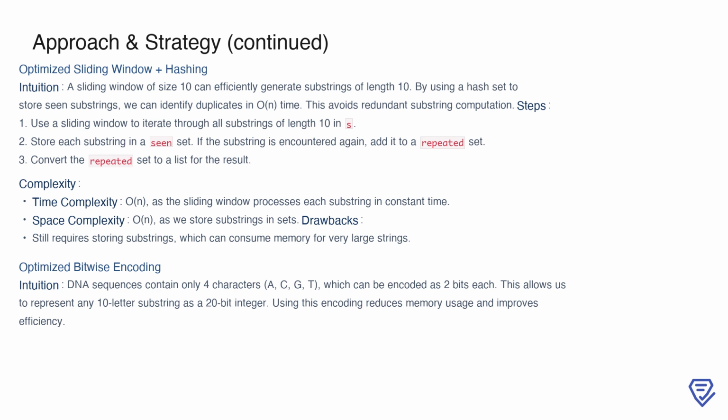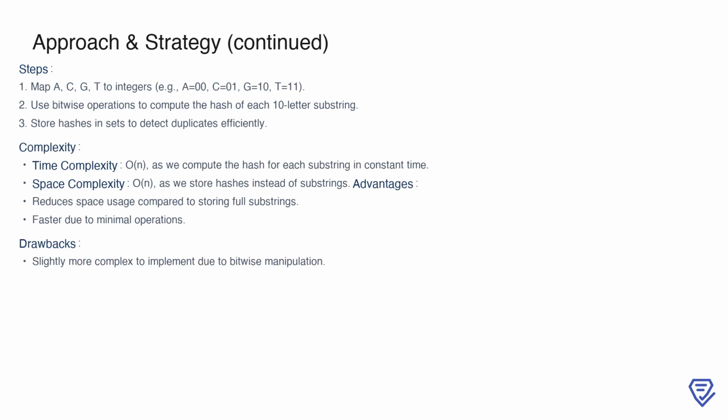To address this, we can take optimization further by using bitwise encoding. The bitwise encoding approach leverages the fact that DNA sequences only contain 4 characters, A, C, G, and T. Since each of these can be uniquely represented using just 2 bits, we can encode any 10-character substring as a 20-bit integer. This allows us to work with compact numeric representations instead of full substrings, saving significant memory.